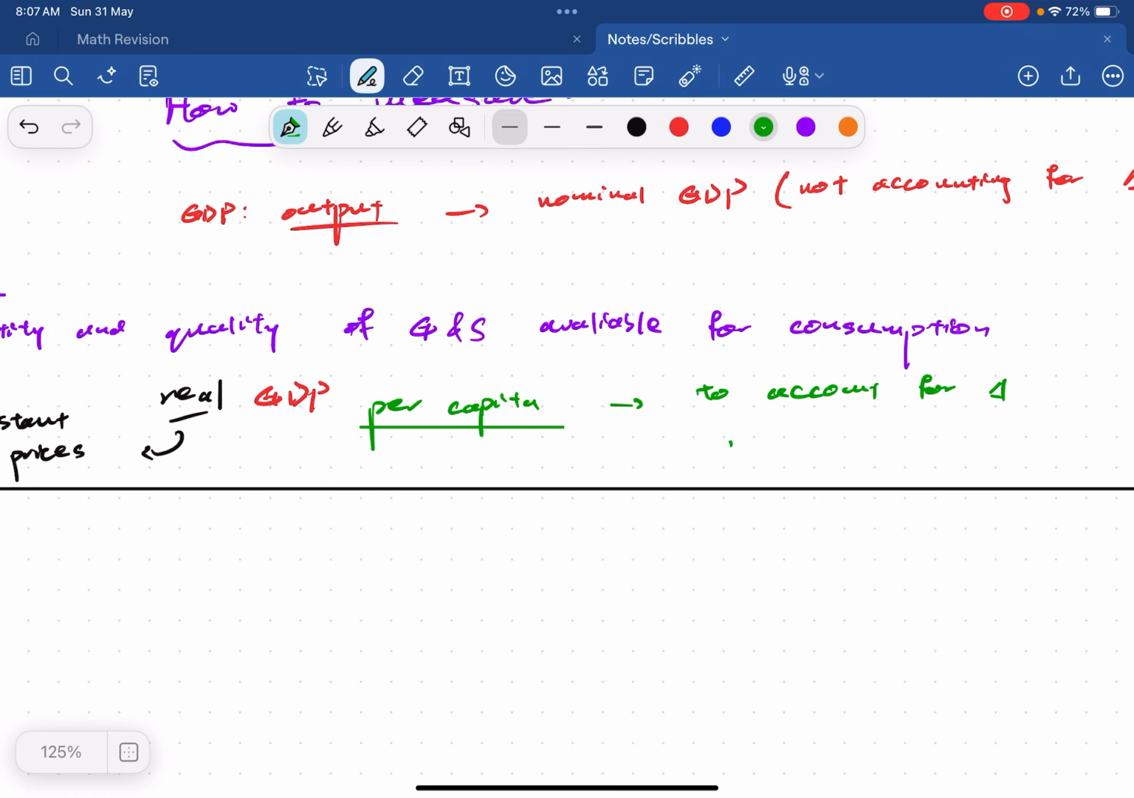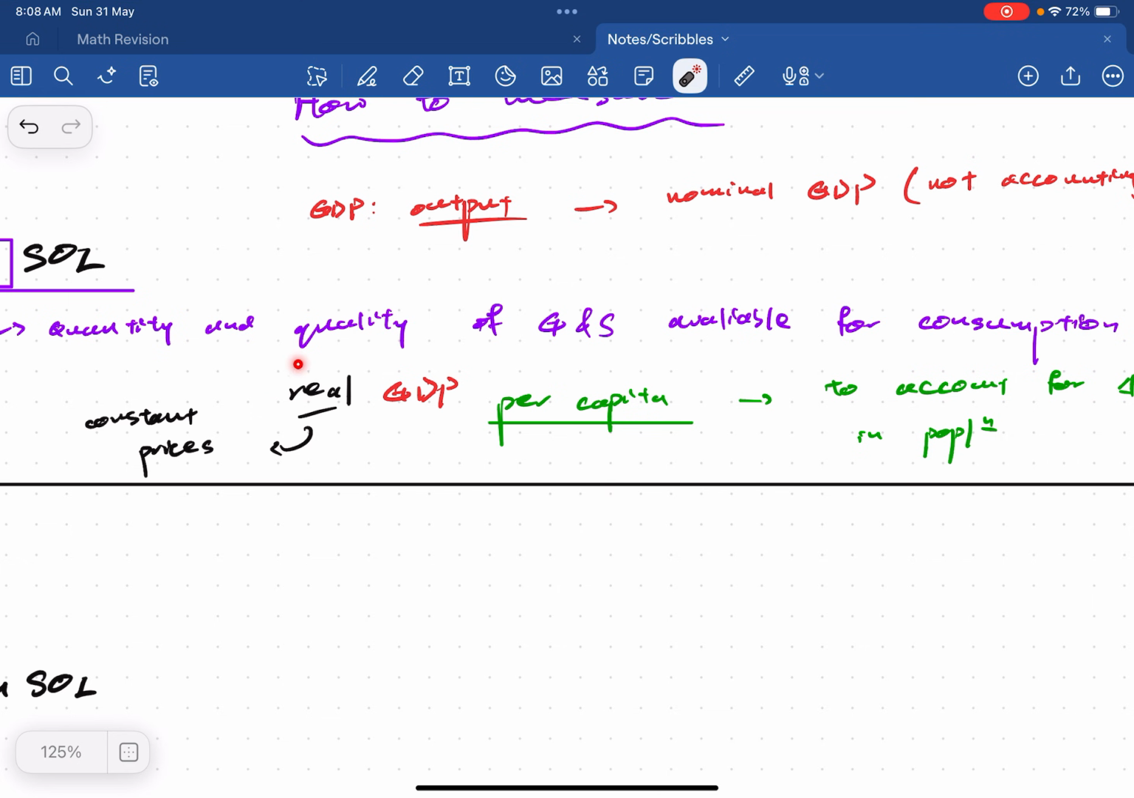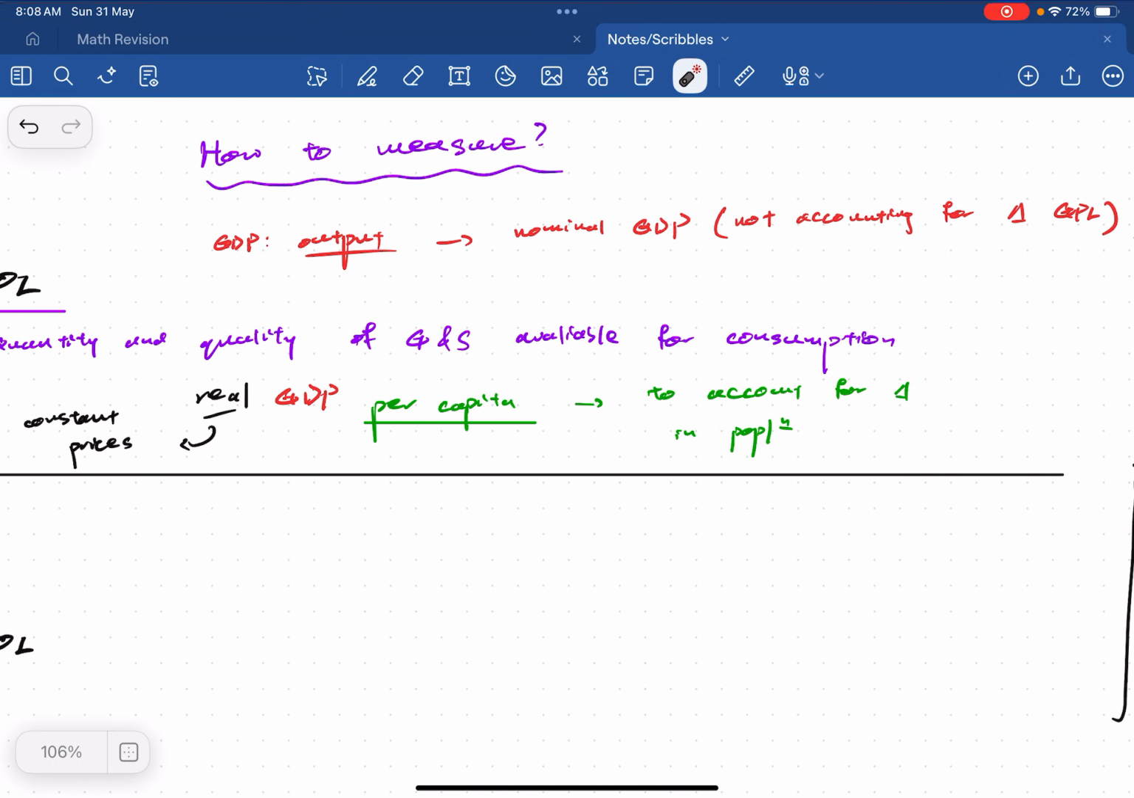Okay? In general, if you want real GDP per capita to increase, you need the rate of economic growth, or the rate of increase in real GDP, to be greater than the increase in population. So if the rate of increase in real GDP exceeds the rate of increase in population, then real GDP per capita will increase, and therefore you can say that MSOL has improved over time.